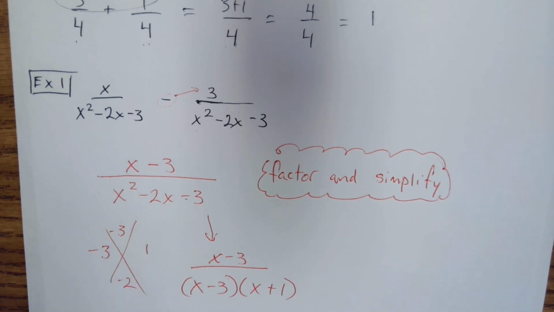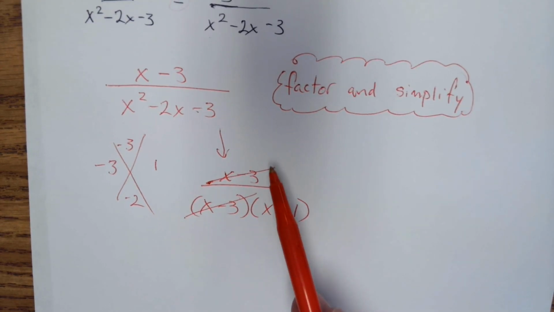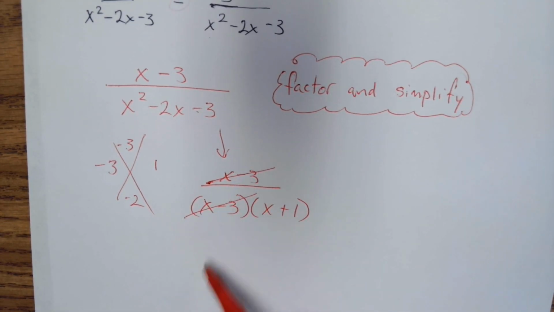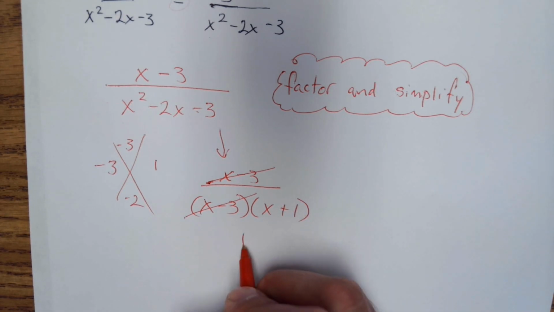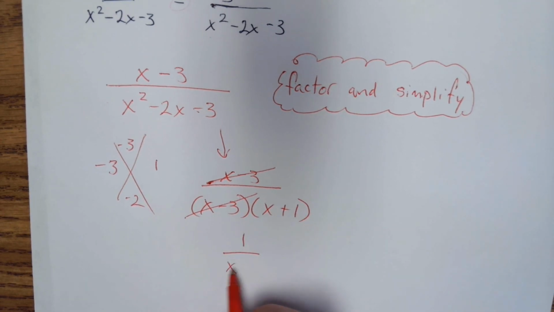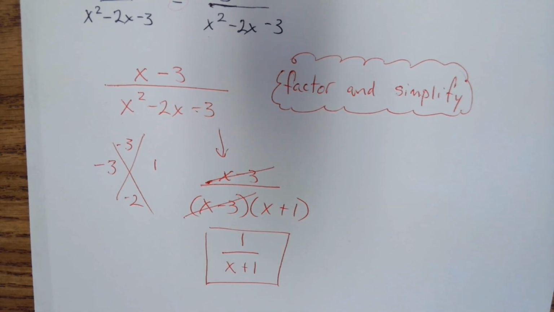Over x plus 1. Okay. So here, these cancel. So factor and simplify, that's what we're doing here. They cancel. However, they always cancel to 1. And if there's nothing left over in the top, it's actually just a 1 in the top. The x plus 1 is in the bottom. Does that make sense?